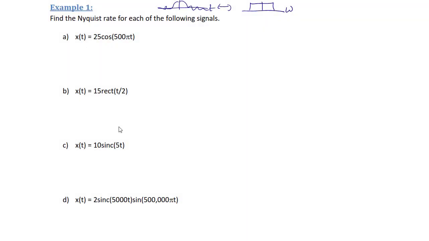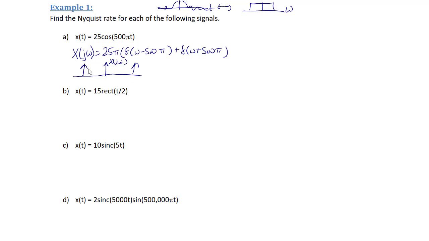Example 1. Find the Nyquist rate for each of the following signals. A, x(t) is equal to 25 cosine 500πt. So the first thing we're going to do is to find the Fourier transform of x(t). X(jω) is equal to 25π times delta of ω minus 500π plus delta of ω plus 500π. So if I make a sketch of X(jω), it has an impulse at negative 500π and an impulse at 500π, and the area under both would be 25π.